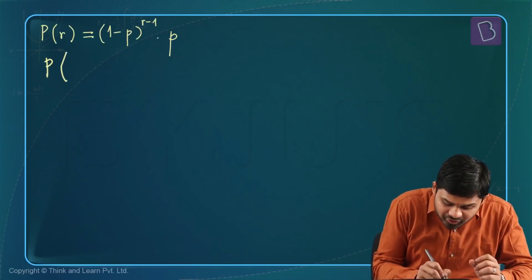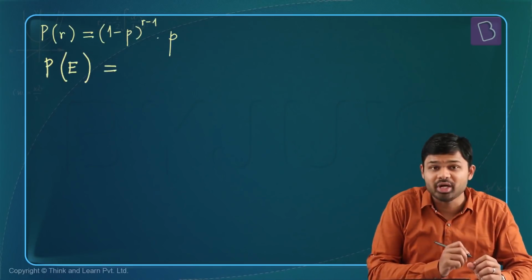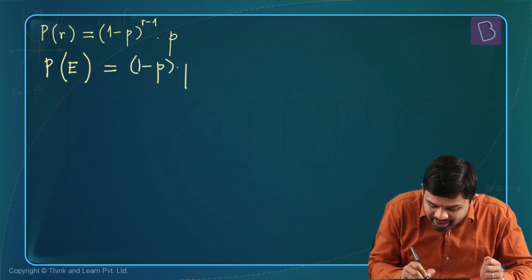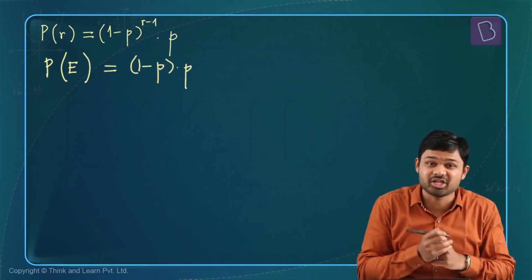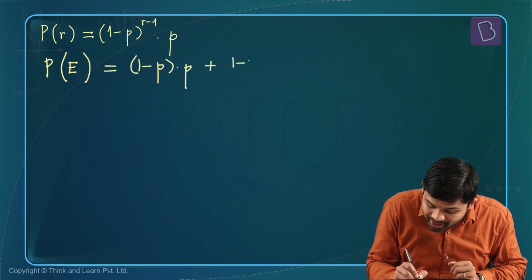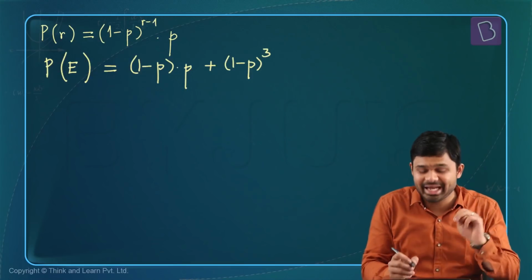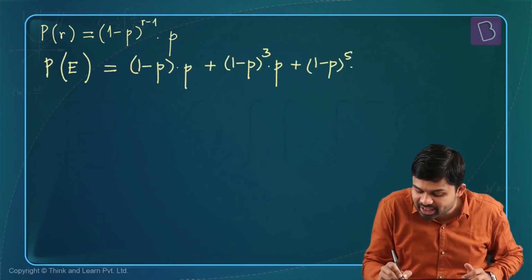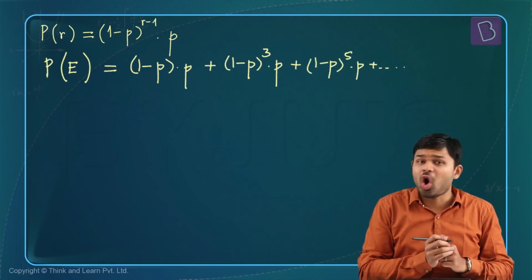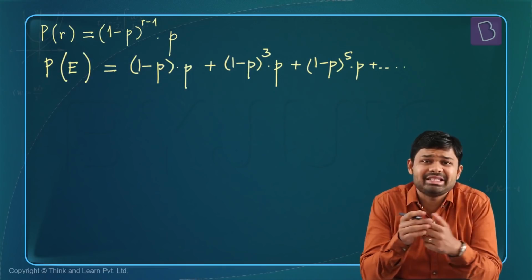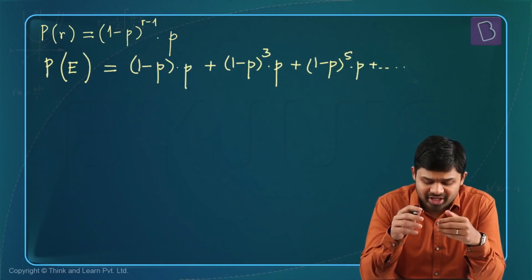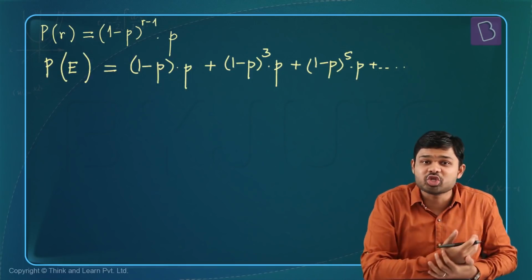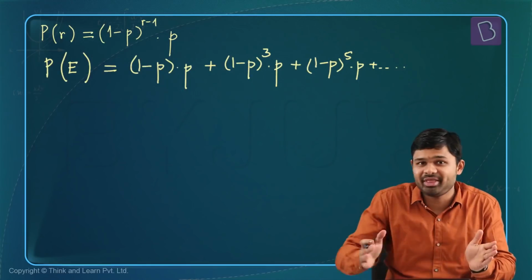So probability of E will be equal to, well, when r is equal to 2, you're going to get 1 minus p into p. That means the first toss is a tail and the second toss is a head. Then you have 1 minus p the whole cube, 3 tails and then a head, into p, plus 1 minus p to the power 5 into p, and so on. So if you actually look at it, it's already a geometric progression wherein you are multiplying 1 minus p the whole square to each of the preceding terms, and then you're getting the new term.